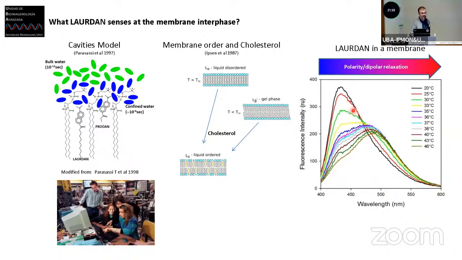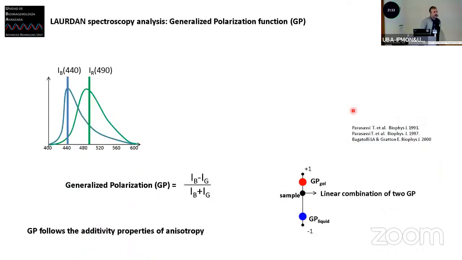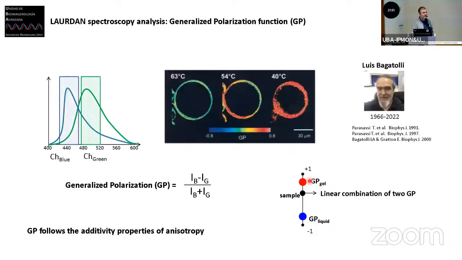So how did we do the analysis in the early days? Well, Enrico introduced this generalized polarization function, which is the polarization equation that they showed us yesterday. But in that case, we don't use polarizers. We use only two bands of emission, and then we operated on them using the polarization equation. And if we do so, we can measure the GP, and this is very useful, and it was very useful in cuvette, and even in membranes, in images.